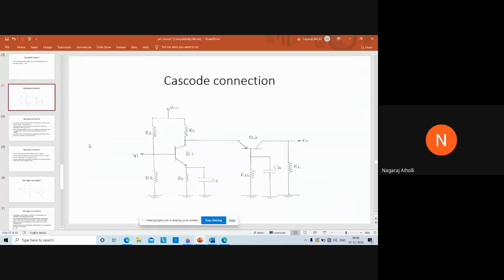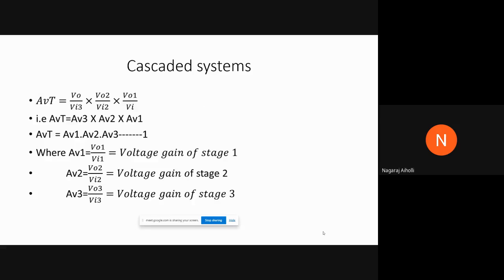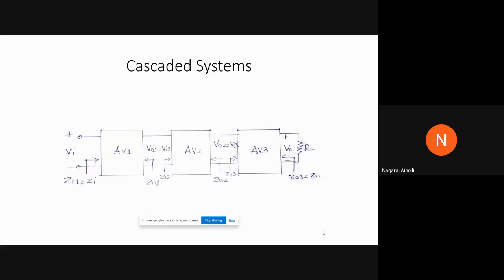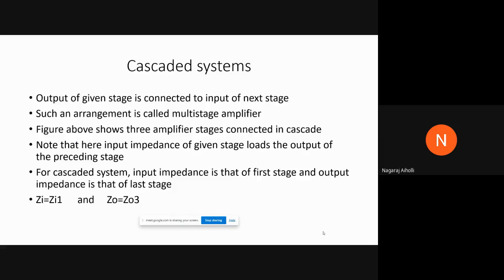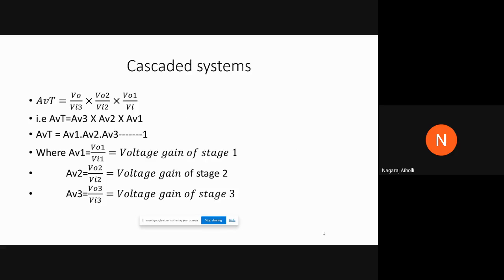In the last class, we had started with the multi-stage amplifiers. Are you able to see the screen? Yes, sir. We saw the cascaded systems. What are cascaded systems? They are connected in cascade. Output of one stage is connected to input of the next stage. The total gain will be given by the product of the gain of individual stages, that is, AV total is equal to AV1 into AV2 into AV3 if there are three stages.